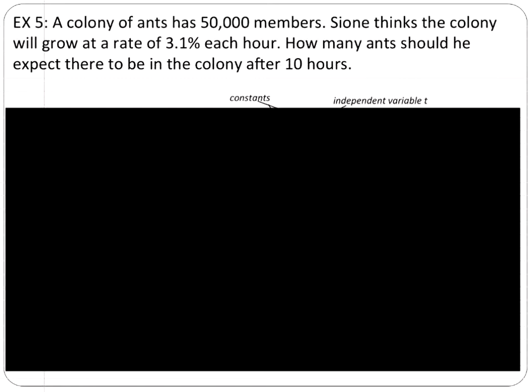It says a colony of ants has 50,000 members. Sion thinks the colony will grow at a rate of 3.1% each hour. How many ants should he expect there to be in the colony after 10 hours? I don't know if your parents have ever had ants at their house, but it really does feel like they multiply exponentially. Once you see 1, there's like a million more that show up after that.